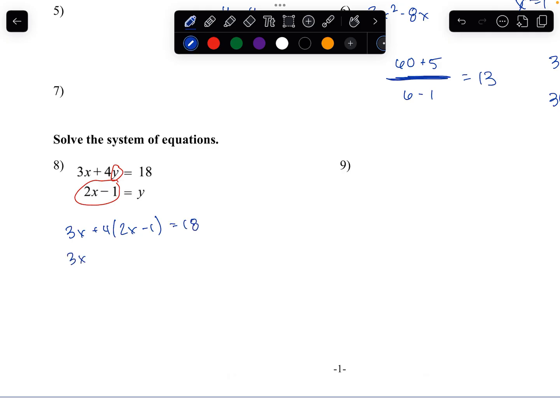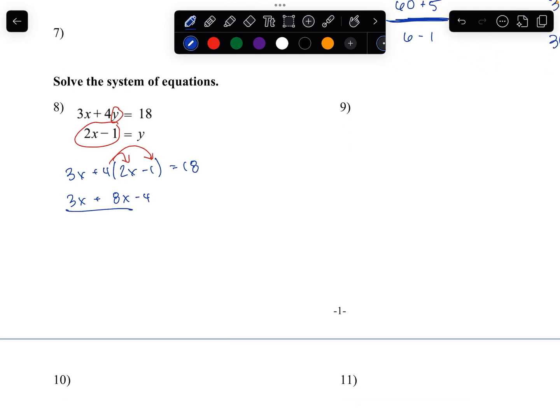So 3x plus 8x minus 4. You have to distribute the 4. And then we'll combine like terms. So this becomes, wait a minute, that's not 5x. I'm not subtracting them. That is going to be 11x. Sorry, 11x minus 4 is equal to 18. And then I'll add 4.